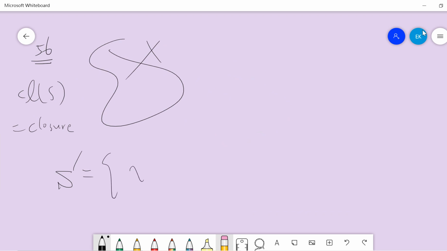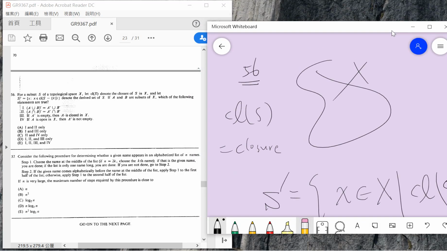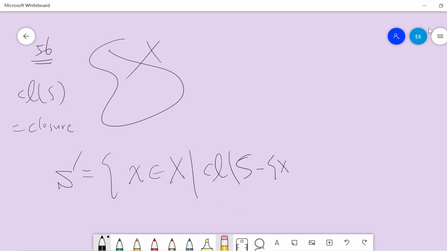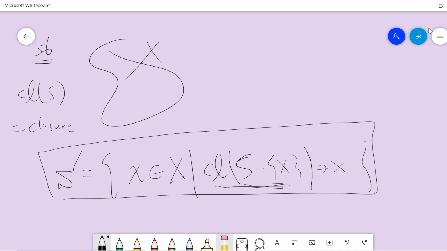The derived set is defined to be the set of x belonging to X such that x belongs to the closure of S minus the small x, where the closure is of the rest of the points. We collect all the collections of this type of points, and then it's called the derived set.